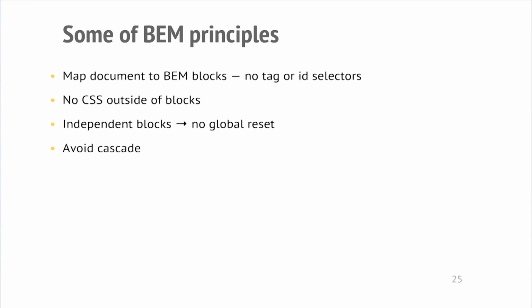So let's go quickly through some of the BEM principles. We use just classes, no tags or IDs for selectors. That's easy. We don't use CSS outside of blocks. So each time you need to style something, you should create a block. And we do it to have reusable pieces, which we can use on every project, on any page. So each block should be independent. And we avoid cascade. Yeah, even in Cascading Style Sheets, we still avoid cascade.